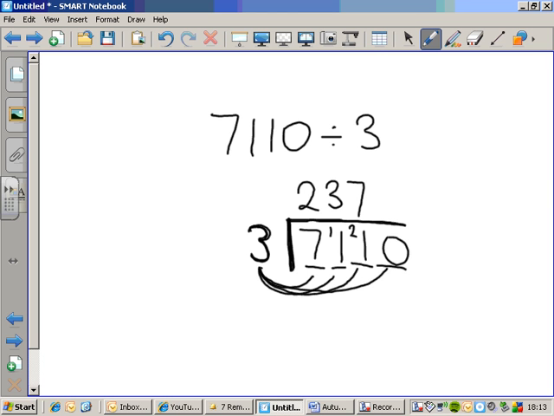And how many times does 3 go into 0? The answer is 0 with no remainder. I promised you that there would be no remainders. And there we go, 2,370 is the answer. 7,110 divided by 3 is 2,370.